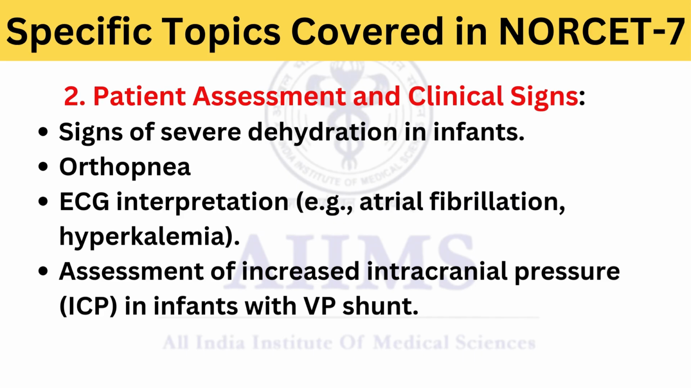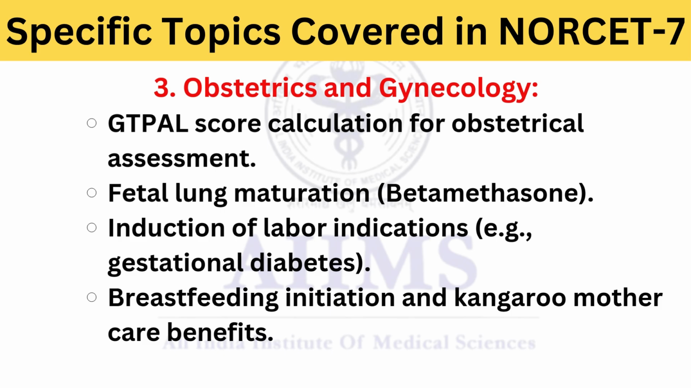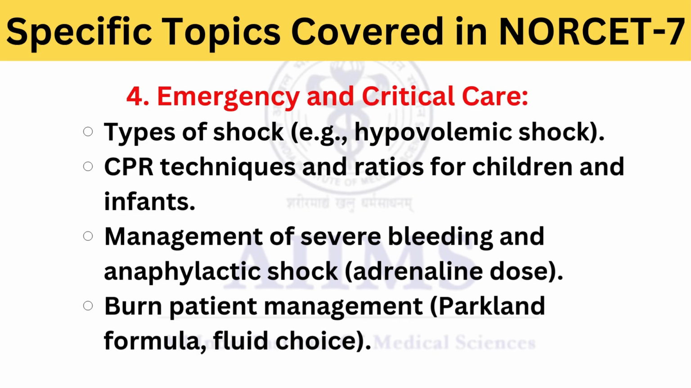ventriculoperitoneal shunt. Then from OBG, that is from obstetrics and gynecology, they asked some MCQs from calculation of GTPAL score for obstetrical assessment, fetal lung maturation, then induction of labor indications, then breastfeeding initiation and kangaroo mother care benefits. Then from emergency and critical care, they asked types of shock, example hypovolemic shock.